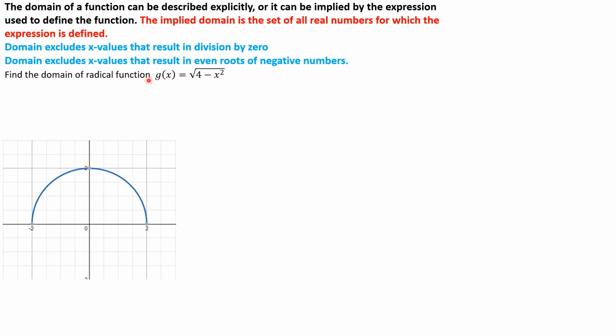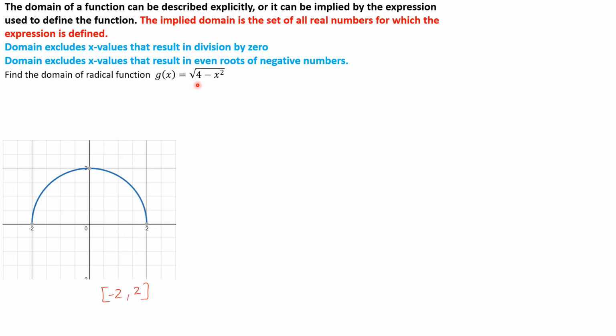Find the domain of radical function g of x equals square root of 4 minus x squared. By looking at the graph of the function, the domain is from -2 to +2. That means any x values between -2 and 2, where -2 and 2 are inclusive, is the domain of this function. So when we write the domain, we're going to say it is from -2 to 2.